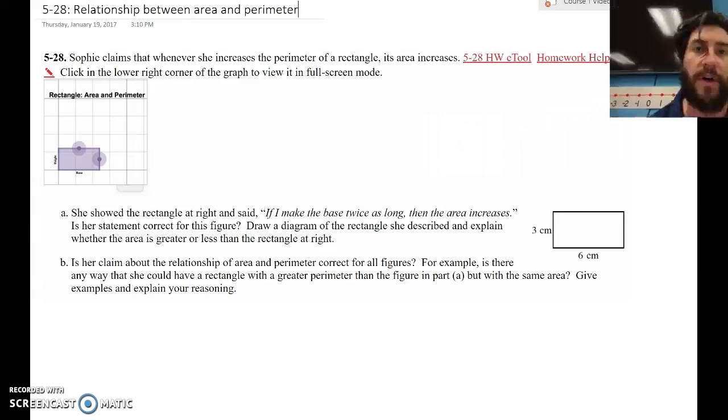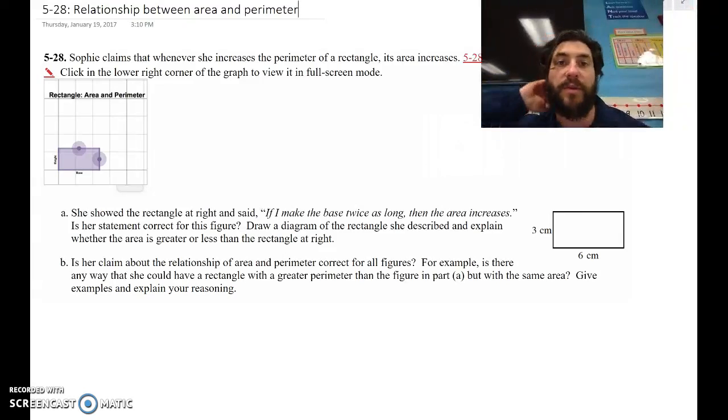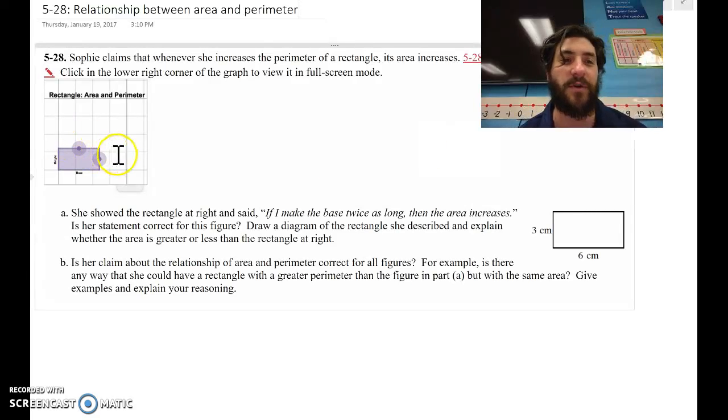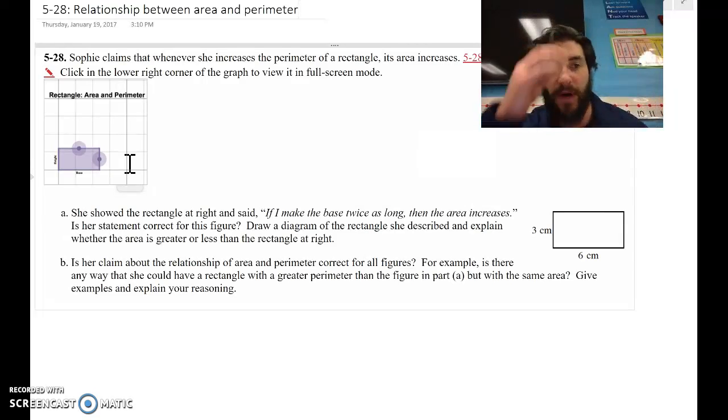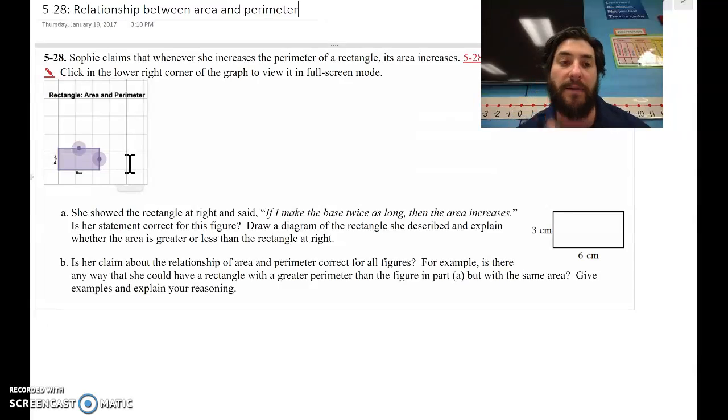All right, so this problem involves the relationship between the area and perimeter of a rectangle. And it gave you this really cool, nifty tool in your book. If you were just looking at it in a textbook, you lost the ability to drag and move things around. I'm going to show you that today.